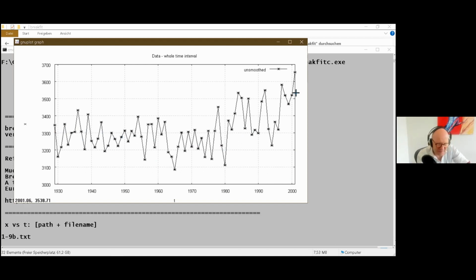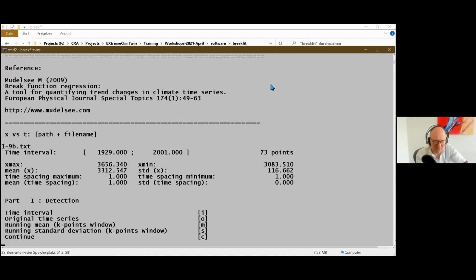And we can, without problems, do a full search. That means data are short, just 70 or so data points, and break fit is easier, faster to fit than ramp fit. We can make a full search. We don't have to narrow down the search ranges. I will now press enter to get rid of this plot. And now I'm here. You see that we have 73 data points, and this is the interval. And these are the other numbers.